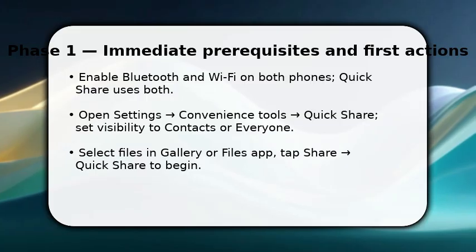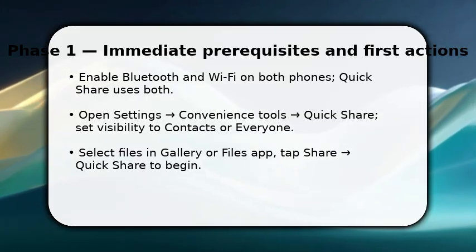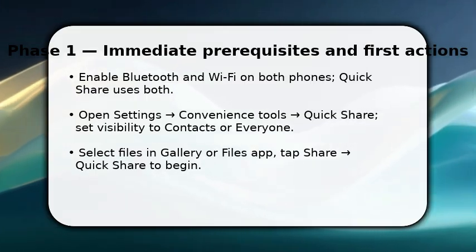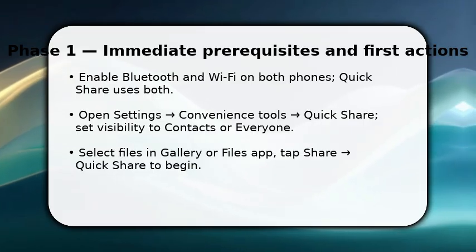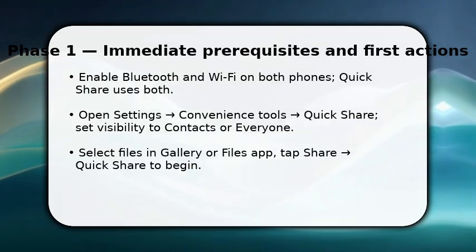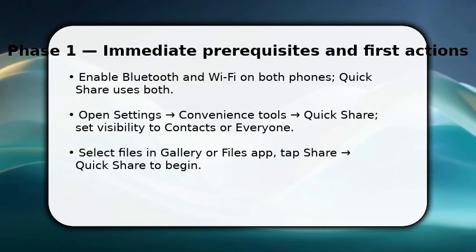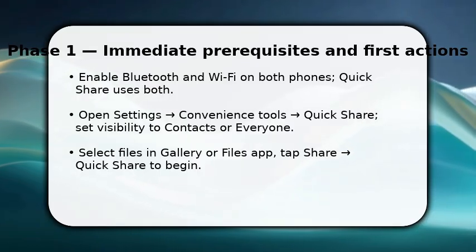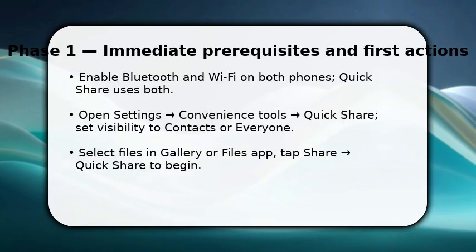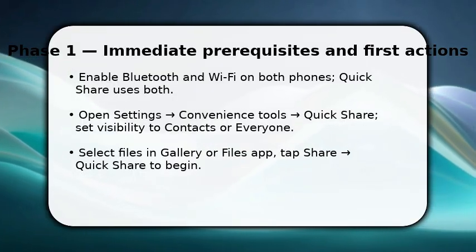You start by turning on Bluetooth and Wi-Fi. QuickShare needs both. Once done, open Settings, go to Convenience Tools and enable QuickShare. Set visibility to contacts or everyone depending on your privacy needs. Now pick the photo or file in Gallery or Files, tap Share and choose QuickShare.